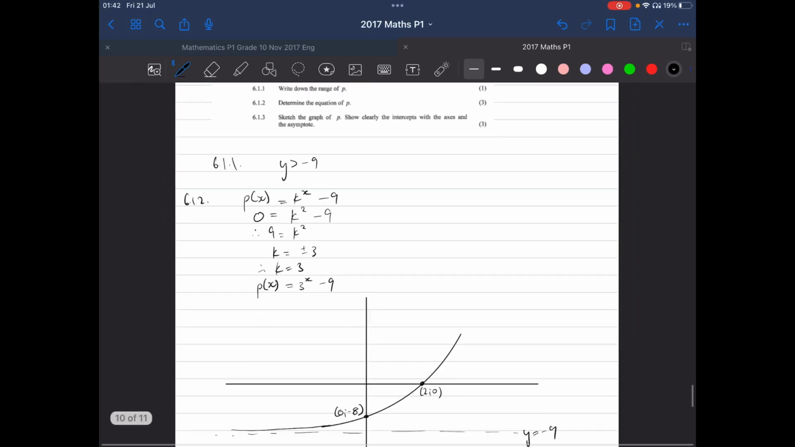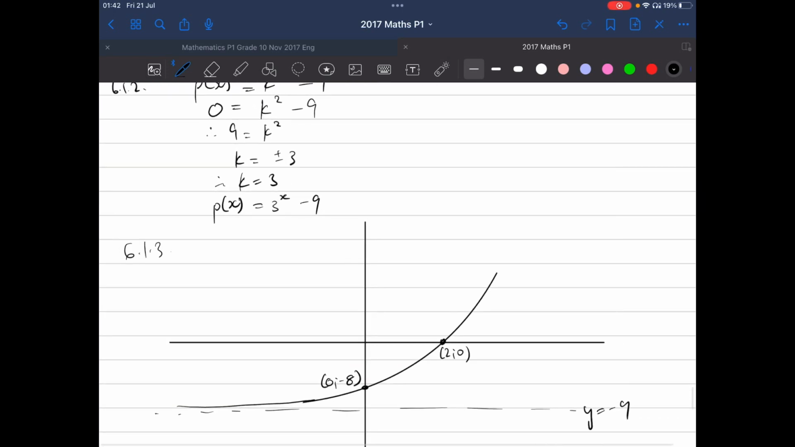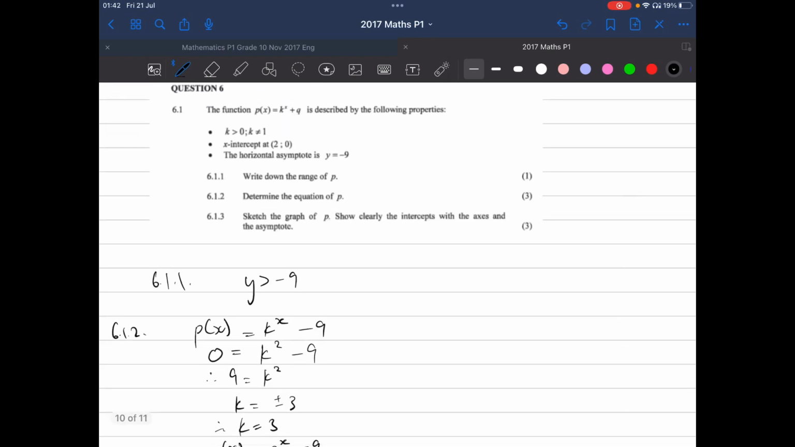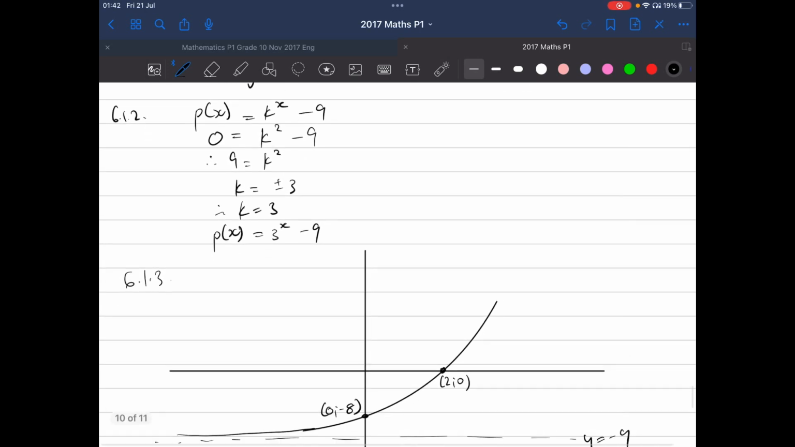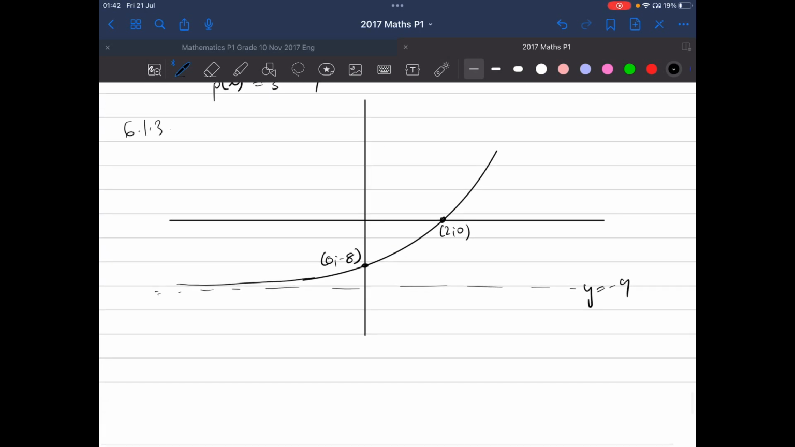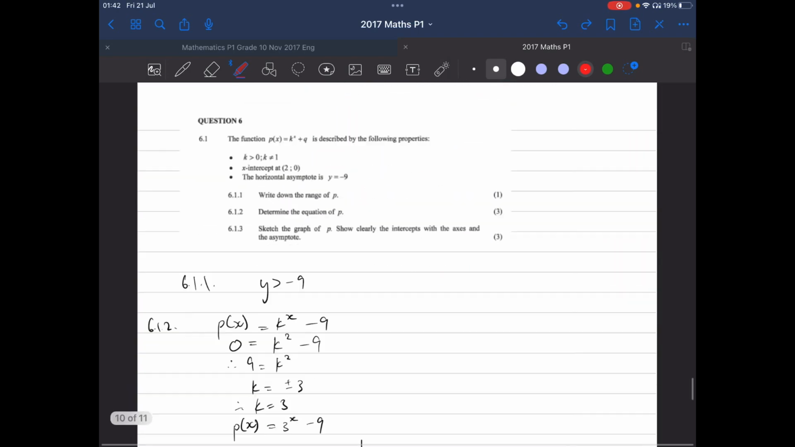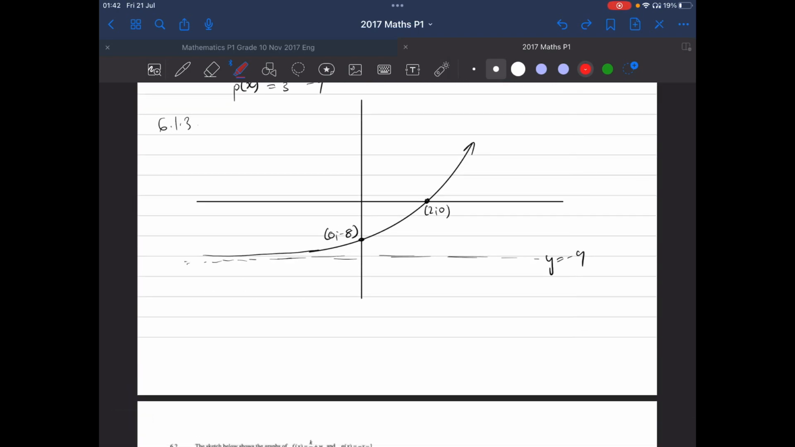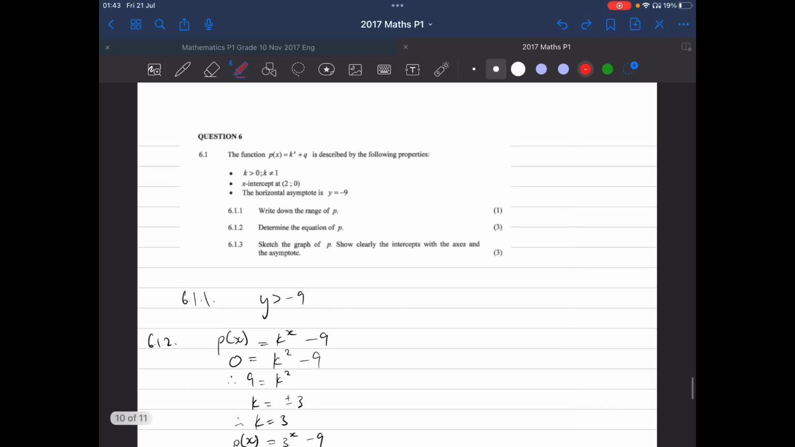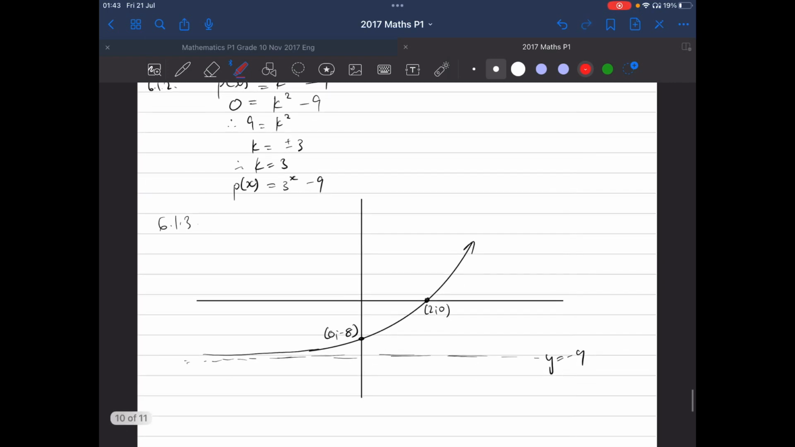Okay, now that's to 6.1.3. Okay, sketch the graph of p, show clearly the intercepts with the axes and the asymptote. Okay, so first let's draw in the asymptote. Here I drew it in already at y equals minus 9. Okay, so the graph is going to go upwards that way, and it's not going to touch minus 9. Okay, and we already decided why it's going in that direction. Okay, now we were given the x-intercept. Okay, so all I did was just put it in there.